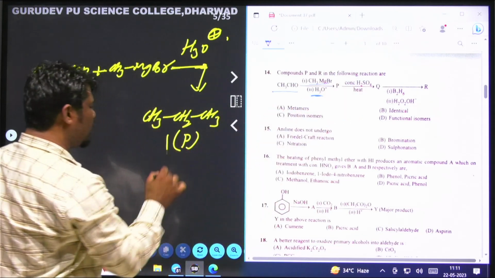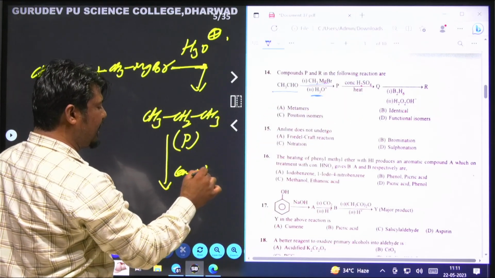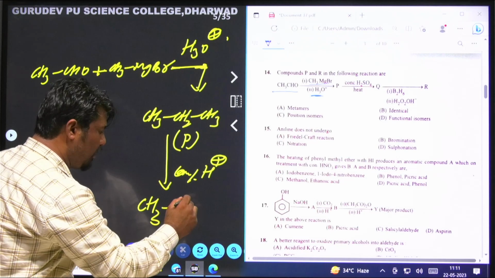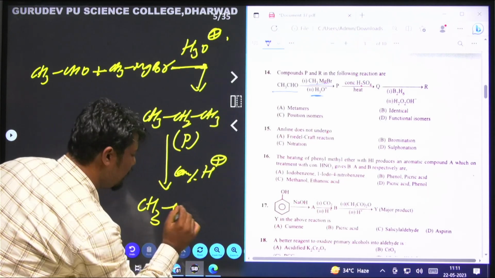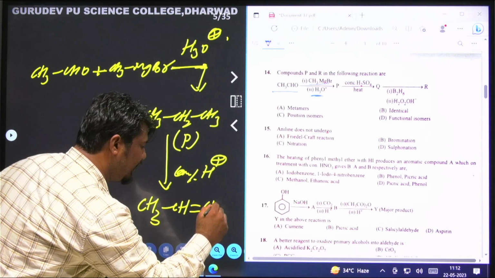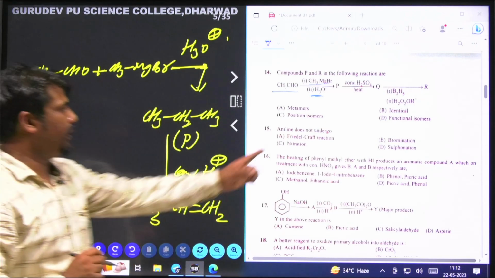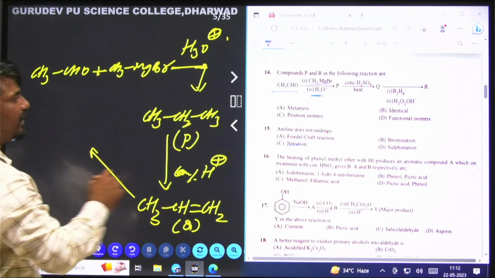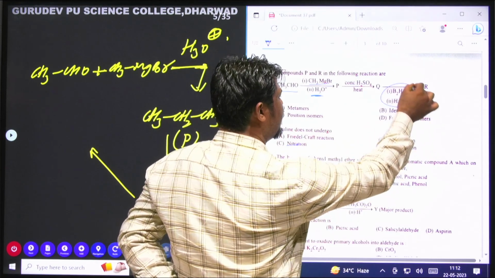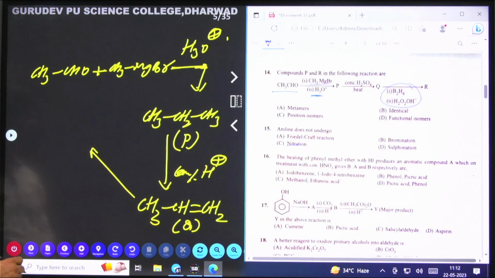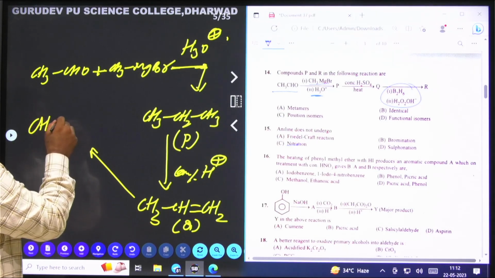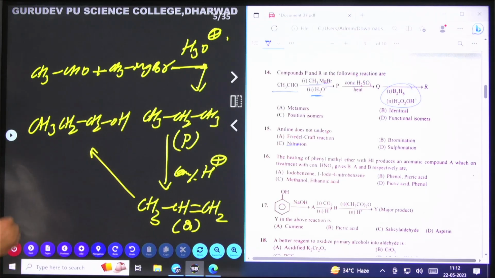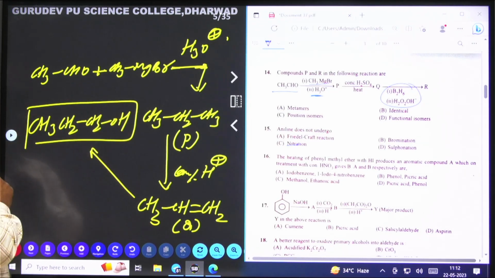This P reacts with concentrated H plus, or sulfuric acid. It undergoes dehydration, resulting in the formation of propene. That propene is Q. That propene is further reacted with B2H6 and H2O2 in the presence of base, resulting in the formation of CH3CH2CH2OH, propanol, which we get as the product.